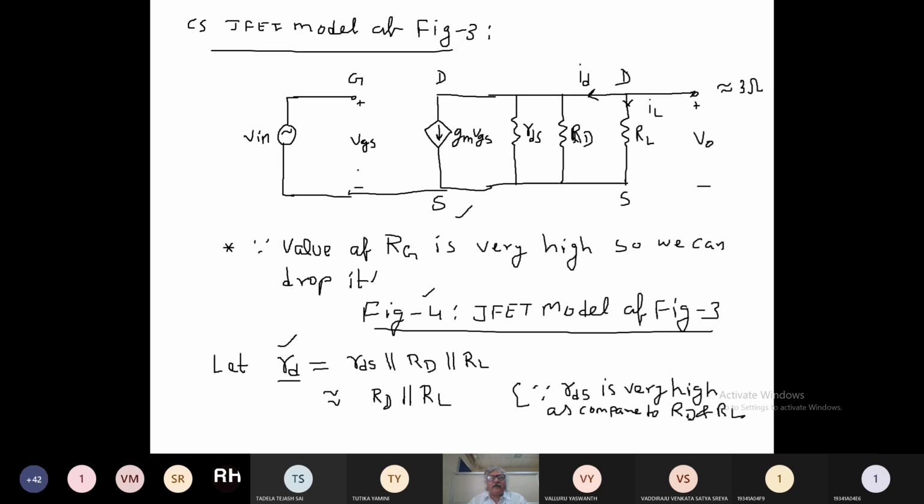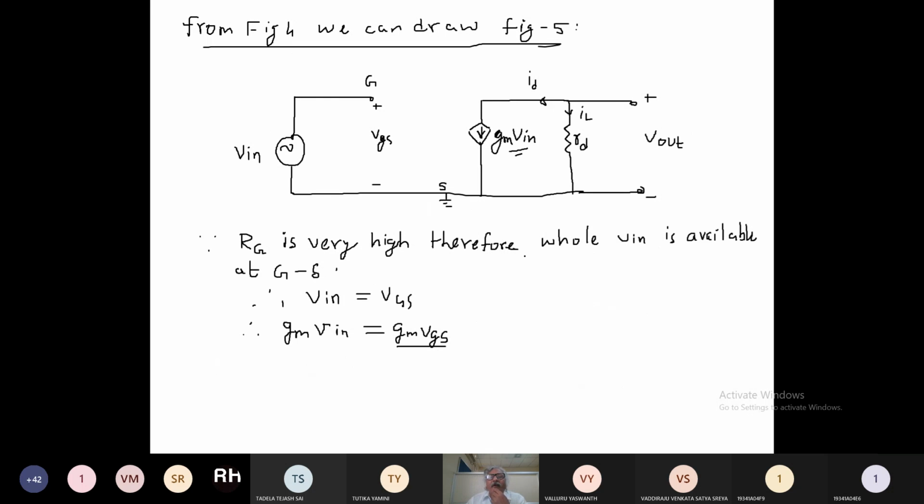VGS here. Since the resistance between gate and source is very high, the whole V in you will get as VS. So VS and V in are same. So the current source you can write as gm V in. And these resistances RDS, RD and RL are in parallel. So I have replaced these three resistances by a resistance small rd, which is approximately equal to RD parallel to RL, because RDS value is very high in practice. So we will get this circuit.